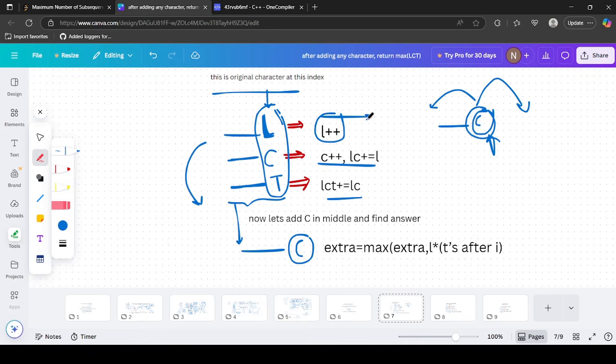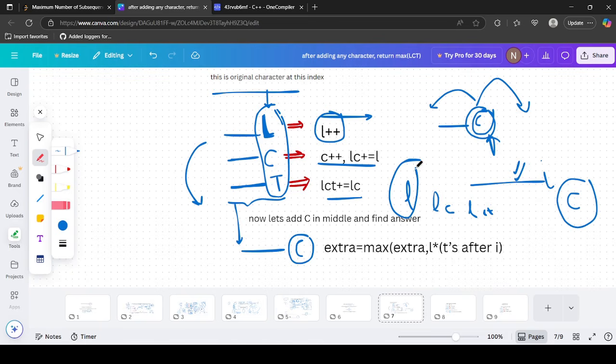So as we are traversing, we are updating the count of L's, the count of LC, and the count of LCT. So at an index I, we are adding C. If we are adding C, then we can get the count of L before I in O(1), because we are already adding L's as we are proceeding. So we got this L, and how to get T's after index I?